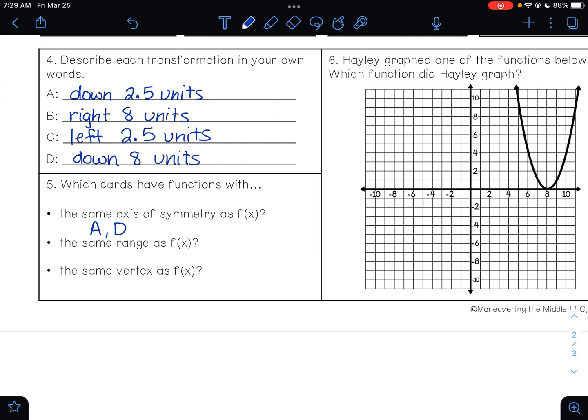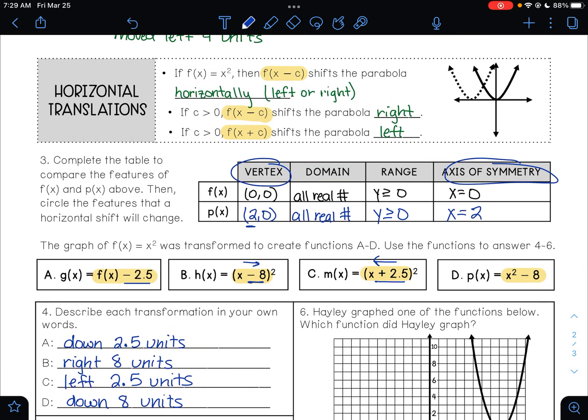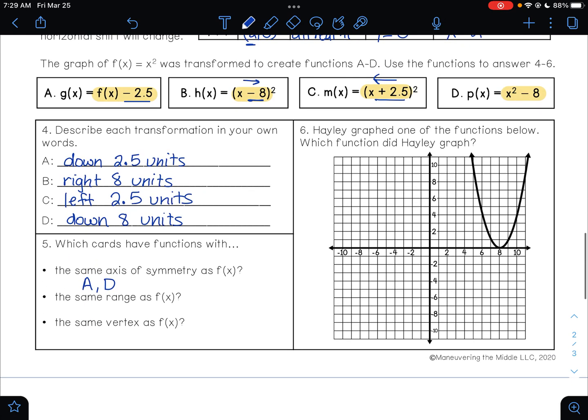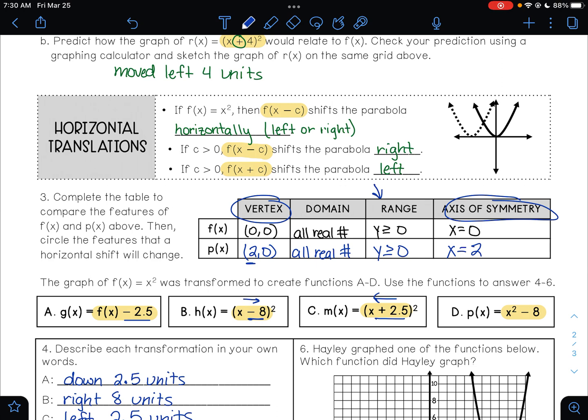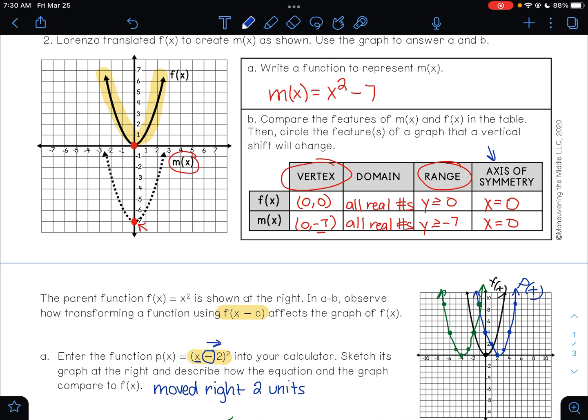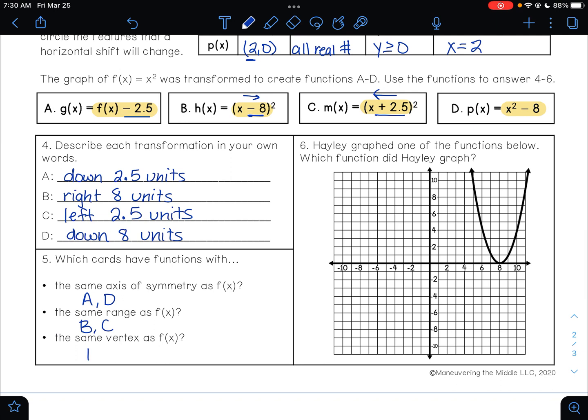Now, we want to know which one has the same range as f of x. Well, that was when it was a horizontal translation. Look at how the range is the same here. So that means it's moving left or right. Which two move left and right? That would be B and C. And then which ones have the same vertex? Well, if we look at what we circled, for horizontal translations the vertex was never the same. The same goes for vertical translations. Those vertices weren't the same. So none of these are going to have the same vertex.